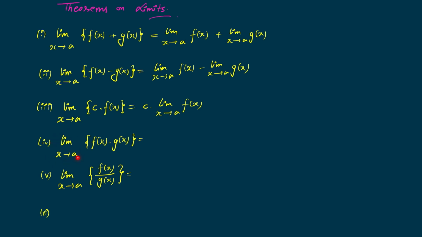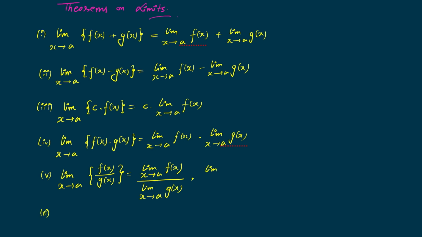In number 4 there is a limit and two functions are getting multiplied here. So in this case also we can distribute the limit to the individual functions. So we can write limit extends to a f of x into limit extends to a g of x. So we can do like this. And similarly in number 5 we can distribute the limit as limit extends to a f of x whole divided by limit extends to a g of x.